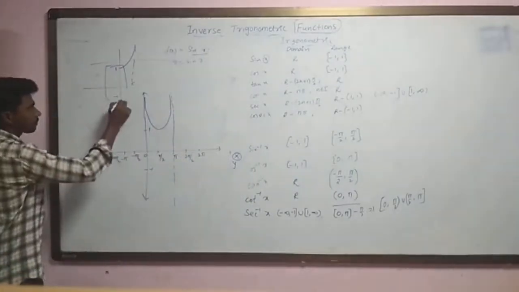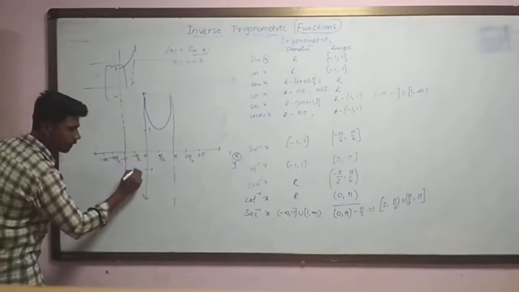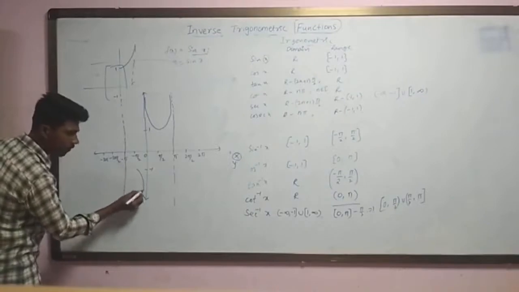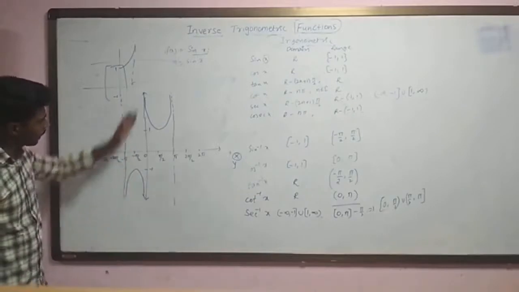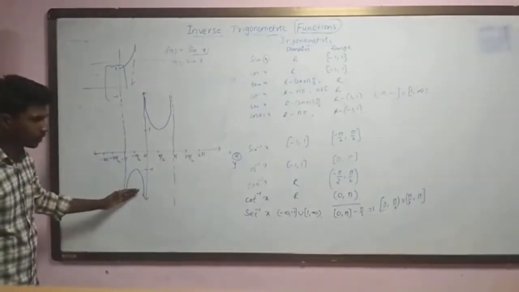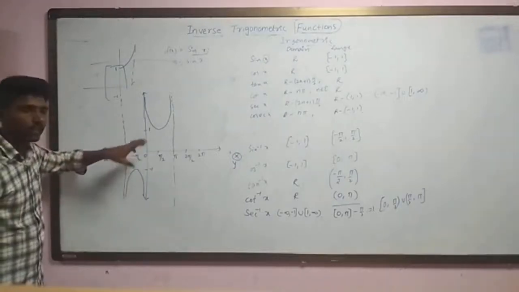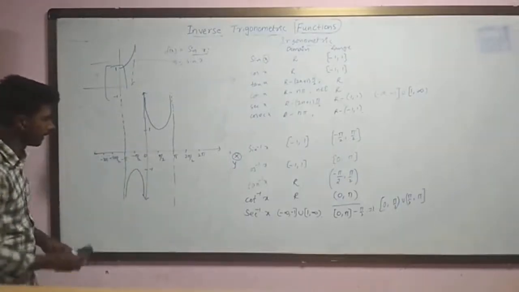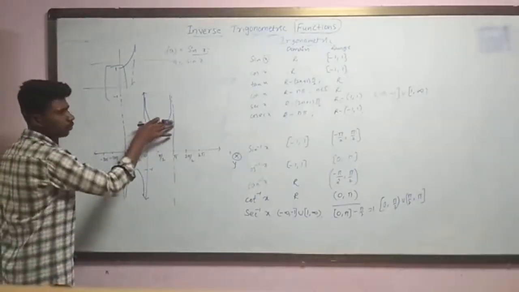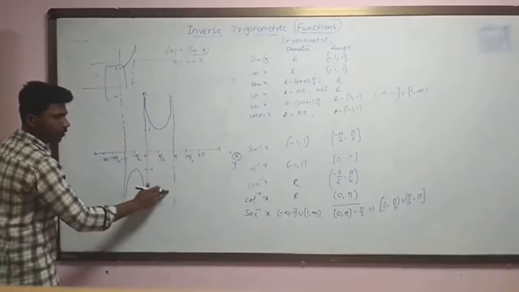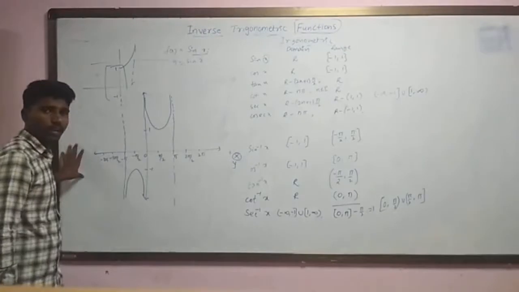On the left side, cosecant minus pi by 2 is minus 1, cosecant 0 is not defined and cosecant minus pi is not defined. So we get the graph like this. From this we have to define its domain as well as range, and whether its inverse exists or not, we have to cross check. If I draw a line parallel to the x-axis, I get two points. So in its entire domain, it's not invertible.